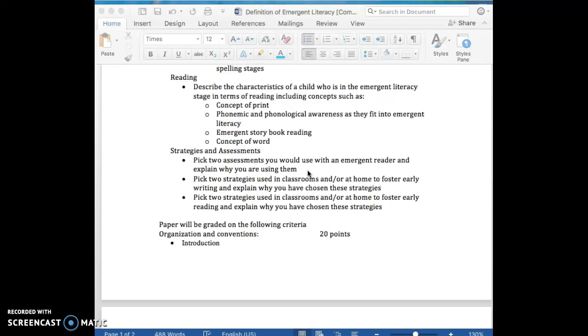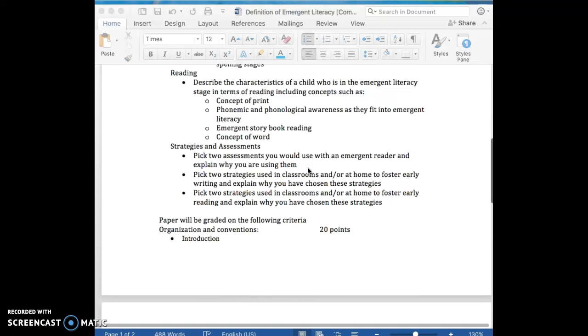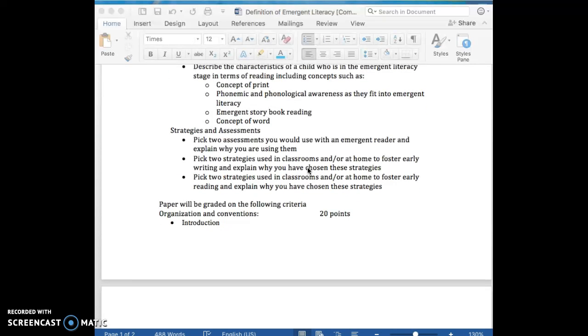What do you think you could learn about your student from that assessment? Okay, then you're going to pick 2 strategies that can be used in classrooms or at home to foster early writing. And these strategies you may have to give a little bit of an explanation, or you may pick something from Cunningham or from Bear and Bernenzi et al.